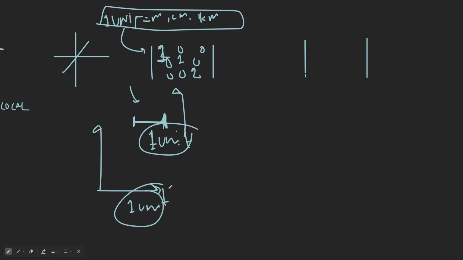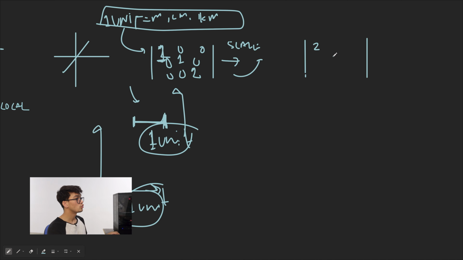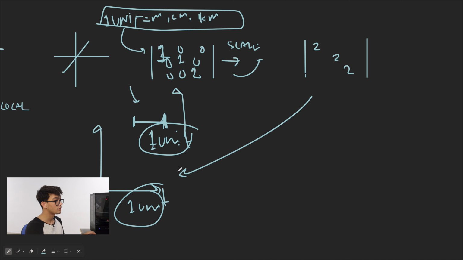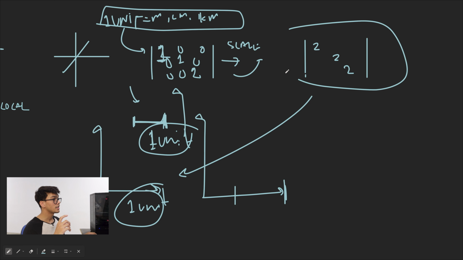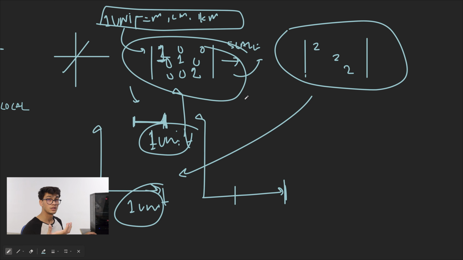For example, these arrows are of 1 unit, and it also stores the scale of the object. If I say 2, 2, 2, that means these arrows are now twice as long, and this will affect the scale of this world. I hope you understand what I'm saying here, because this thing is crucial, right? It's important. So the world scale is at 1, but we can change the scale by changing this matrix value.